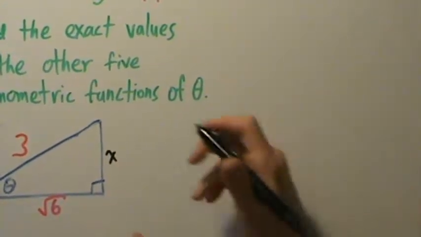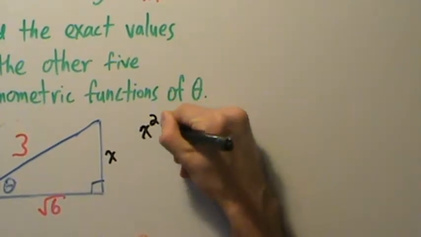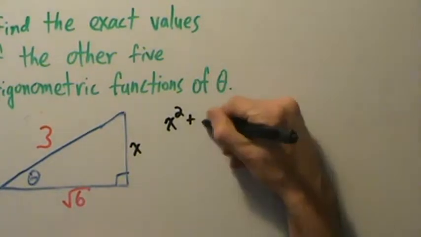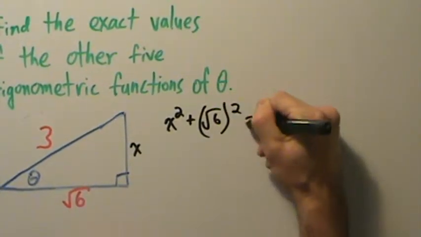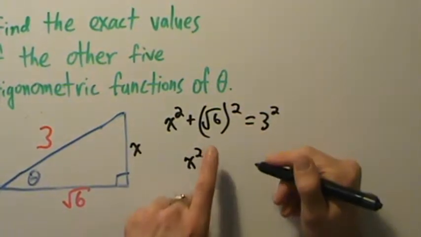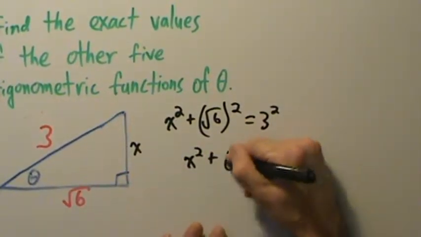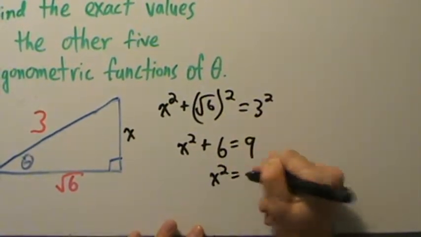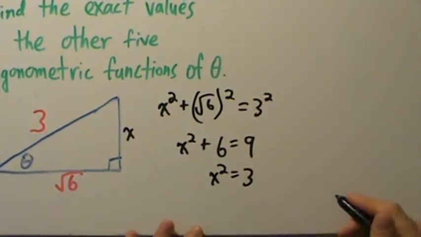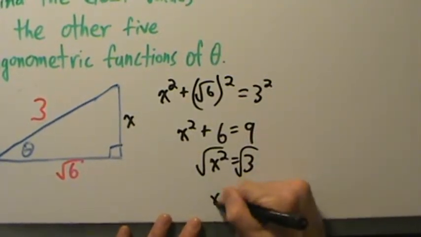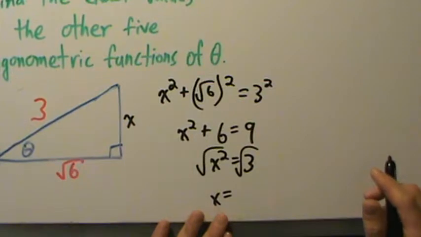So now we have to use the Pythagorean Theorem. Okay, so x squared, the length of this side squared, plus the length of this side squared equals the hypotenuse squared. Okay. So if you take the square root of 6 and square it, you just get 6. 3 squared is 9. So then x squared is 3. Okay, subtract 6 from both sides. Now we take a square root of both sides. All right. And again, there is a positive and a negative root, just like in examples 1 and 2.